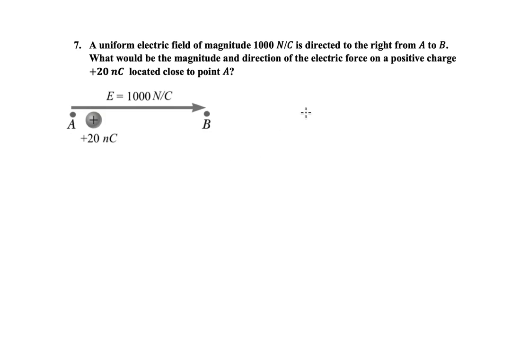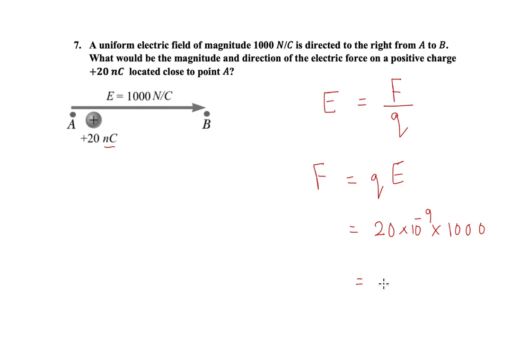Now, the formula which we have to focus on is the one which connects electric field and electric force. Electric field is equal to force per unit charge. We can arrange this formula as F equals QE, and we have the value for Q as 20 nanocoulomb, which we'll write as 10 to the power negative 9 times 2, and the electric field is given as 1000. So that will give us the answer as 2 times 10 to the power negative 5 Newton. You can calculate that in the calculator.